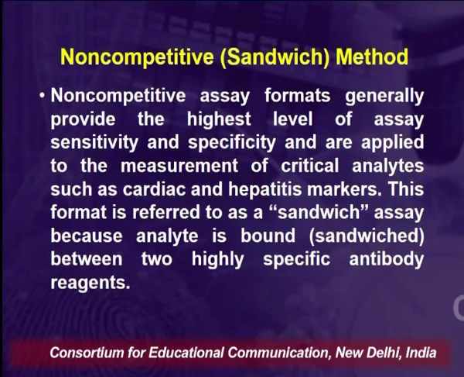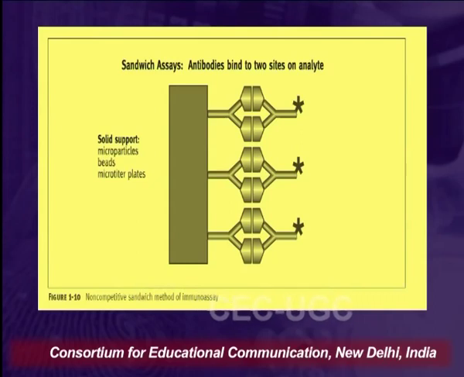So, the non-competitive methods are also known as the sandwich method, where the analyte is bound between two antibodies, one from this side and another from this side. Whenever the antigens are in between and we have the labeled antibodies, this is a type of non-competitive format. The two types of antibodies and the antigens in between make a kind of sandwich reaction. It is known as the non-competitive type of reaction.